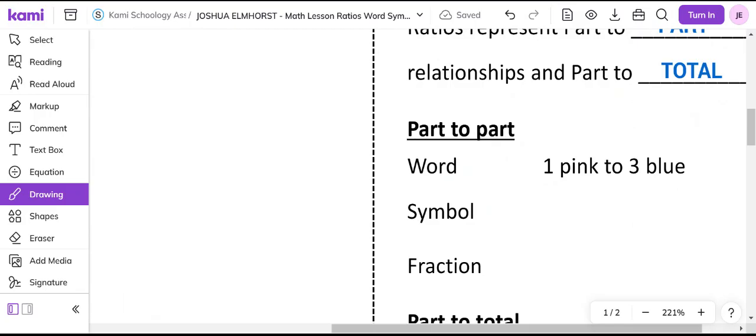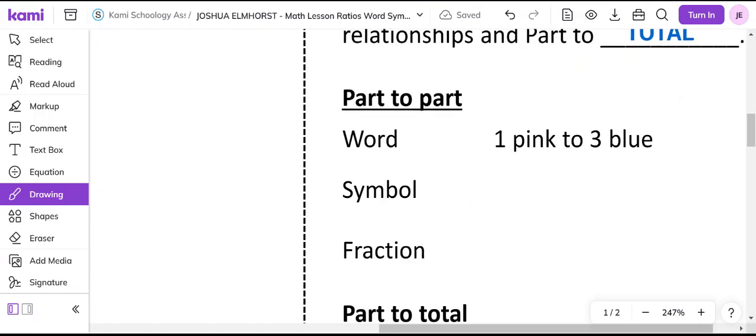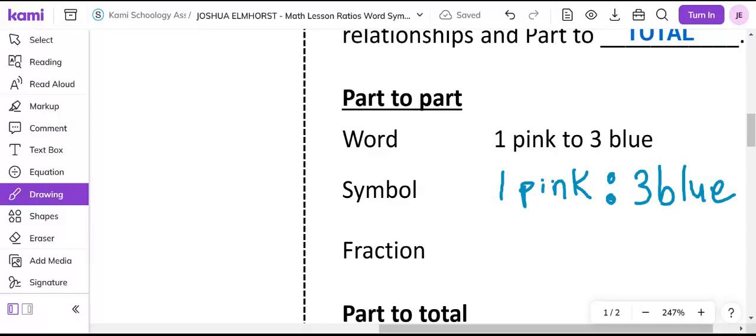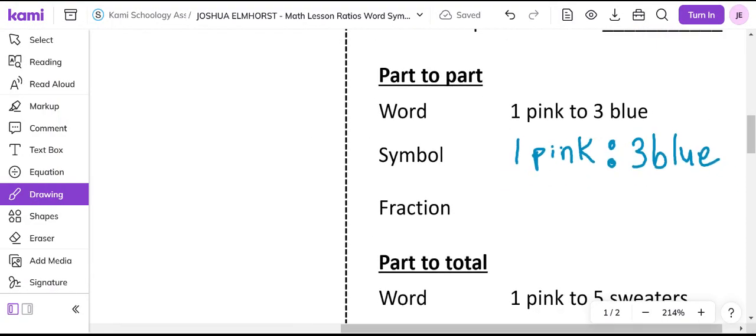So a part-to-part comparison, for example, would be one pink bow to three blue bows. So pink and blue would make purple, but in symbol form, we could do one pink, and we take out the word "to," and then we just put in a colon, and then three blue. And then in fraction form, the first item being compared, one pink, goes on top, and then the second item goes on bottom.